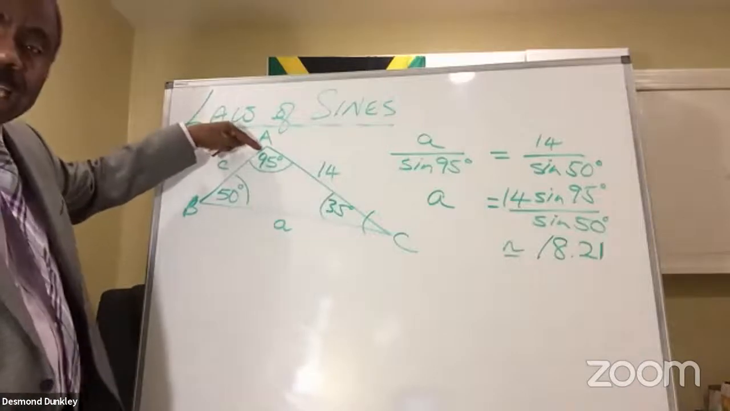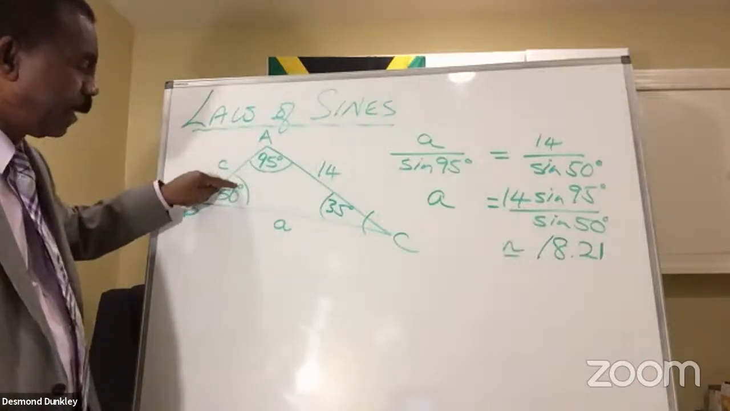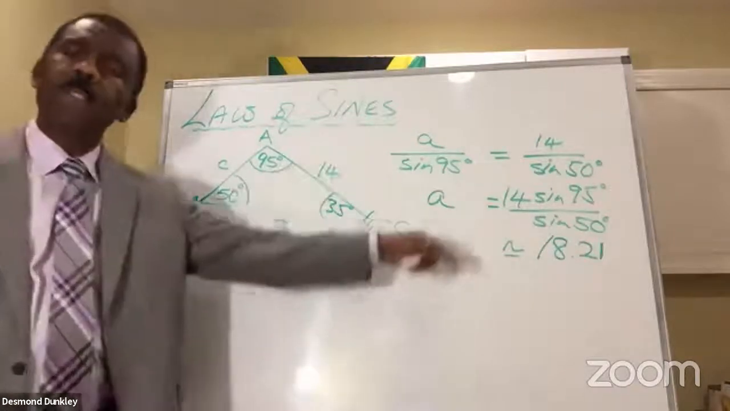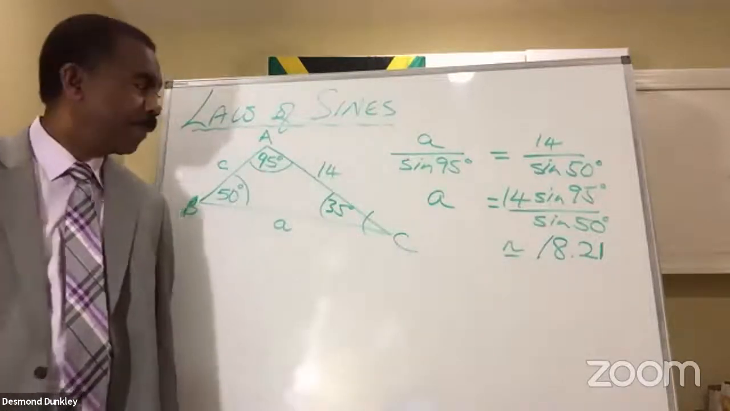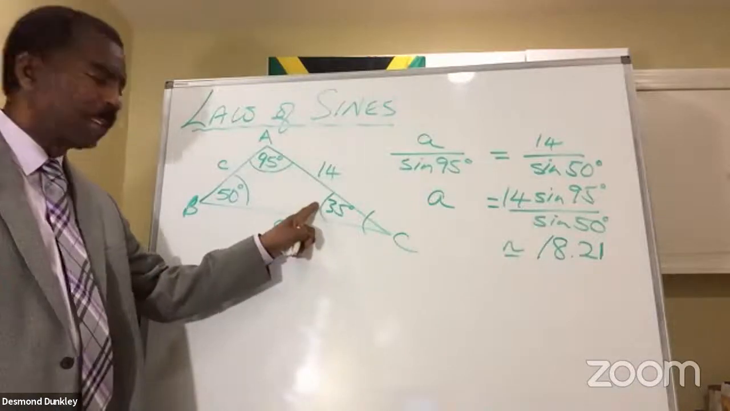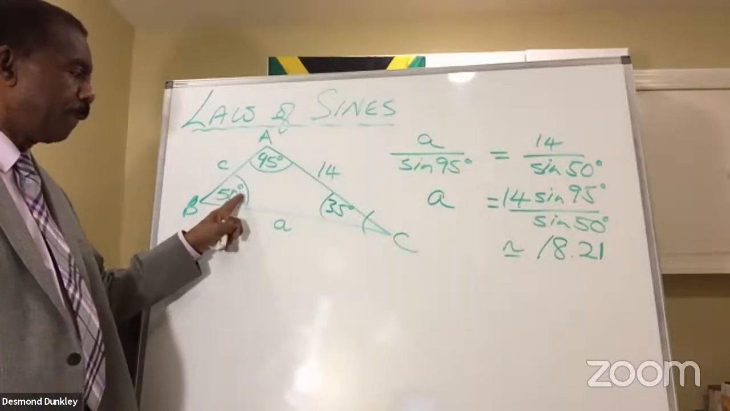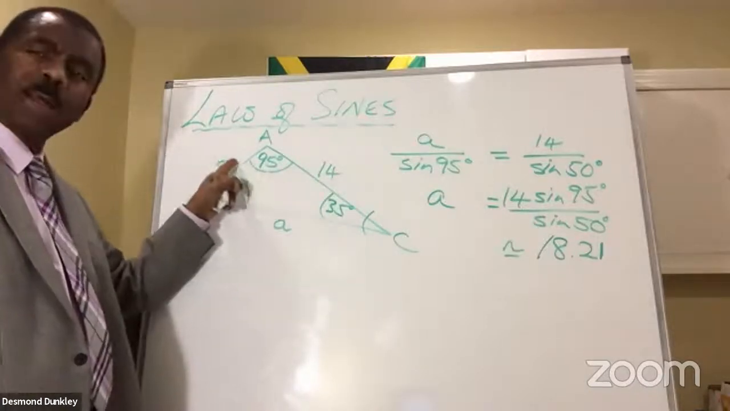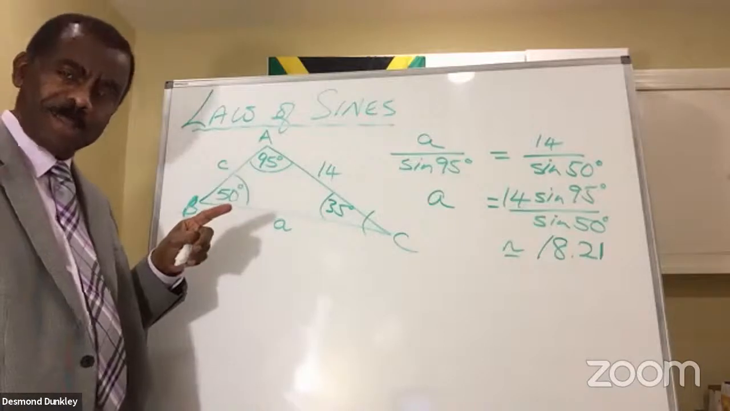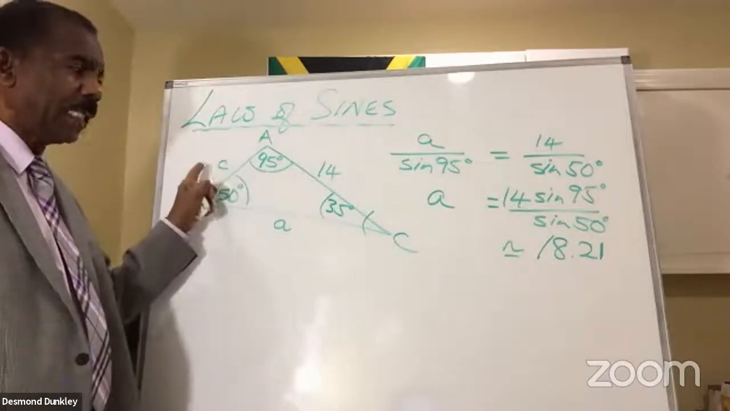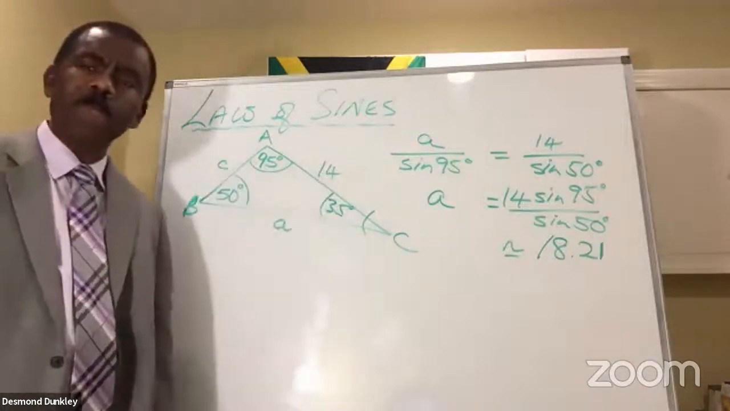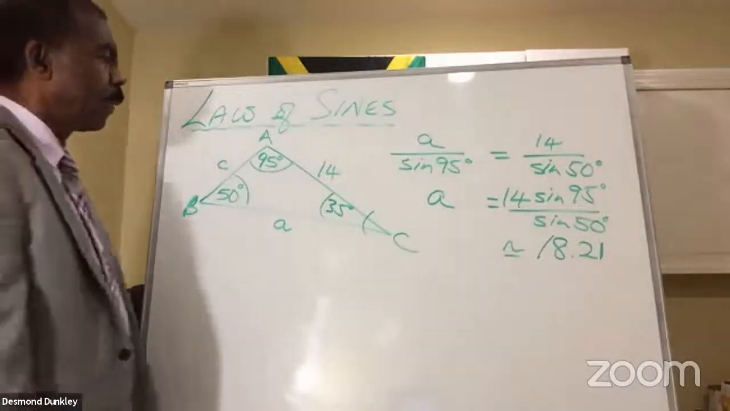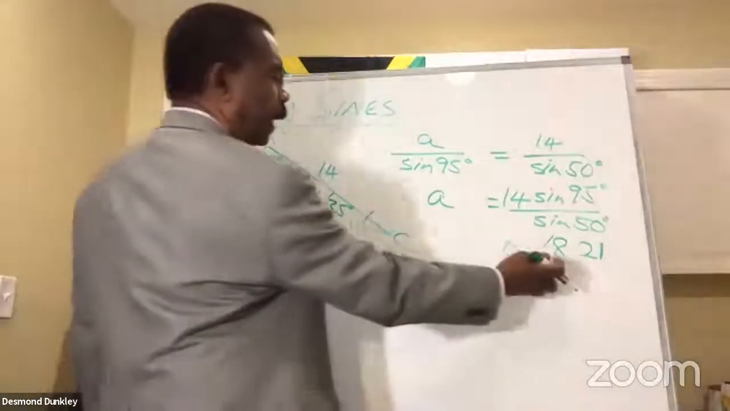Notice this is 50 degrees, that side is 14. So this angle is 95, it's bigger than 50. So therefore the opposite side A must be bigger than 14. So 18.21 looks reasonable. This is 35 degrees, this is 50. So if 50 degrees give you 14, 35 degrees must give us a smaller value than 14. So when we find C, it better be smaller than 14, because if it's not, it means we made a mistake. Okay? So we have found A.